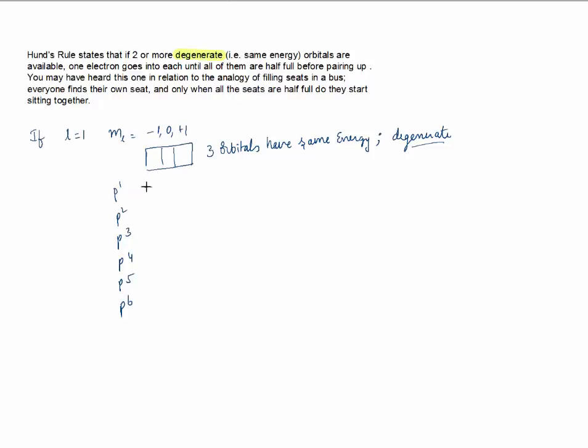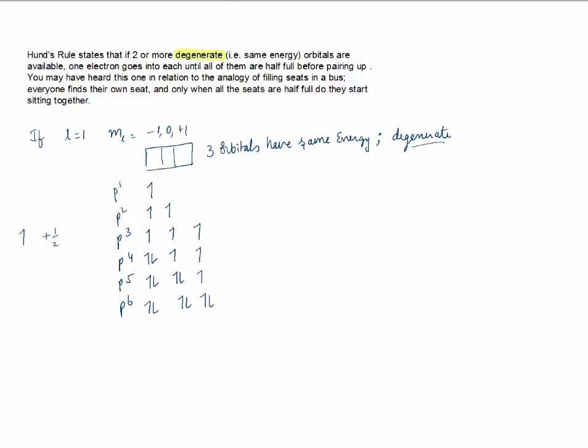Now please remember the first electron will be represented like this. Please remember this signifies a spin plus. If it is P2, we signify it like this. P3, 3 single electrons, then 1, 2, 3 and 4. 1, 2, 3, 4, 5, and 6.